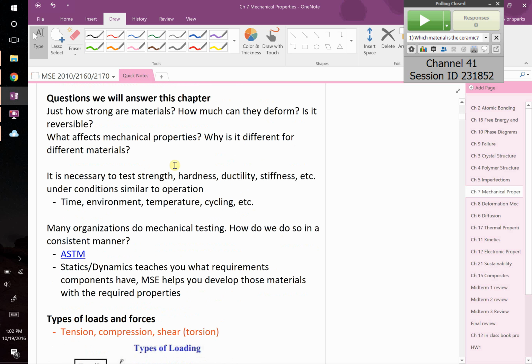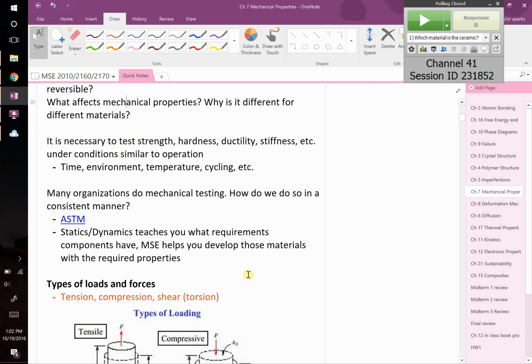So in this chapter, we'll be able to answer questions like how strong is the material, how much can it deform, is that deformation reversible, or am I permanently deforming it? Okay, and we'll talk about it in terms of classes of material.